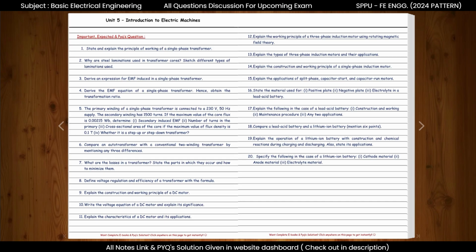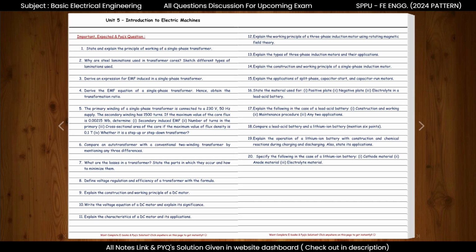Alright, let's move on to our next important topic. Write the voltage equation of a DC motor and explain its significance. The voltage equation of a DC motor is V = Eb + IaRa, where V is the supply voltage, Eb is the back EMF, Ia is the armature current, and Ra is the armature resistance. This equation shows how the supply voltage is divided between back EMF and the voltage drop across the armature.